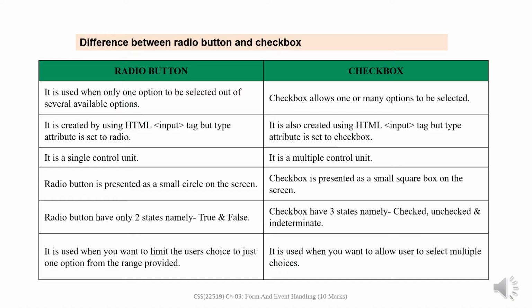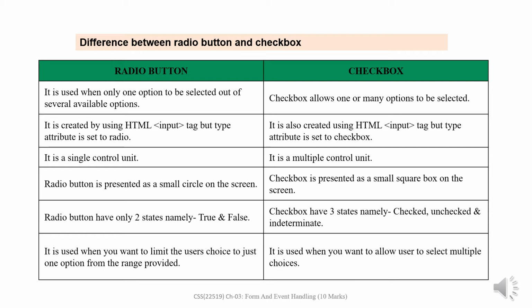Now we will see the difference between the radio button and the checkbox. The radio button is used when only one option is to be selected out of several available options, and the checkbox allows one or many options to be selected. The radio button is created by the HTML input tag with the type attribute set to radio. The checkbox is also created by the HTML input tag, but the type attribute is set to checkbox. A single radio button is a single control unit, while a checkbox is a multiple control unit.